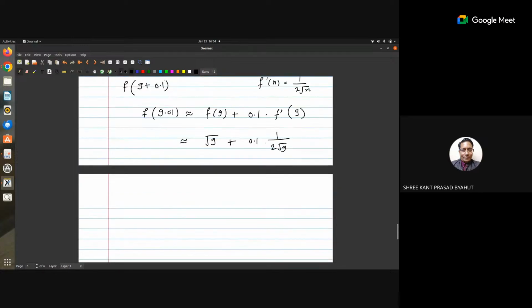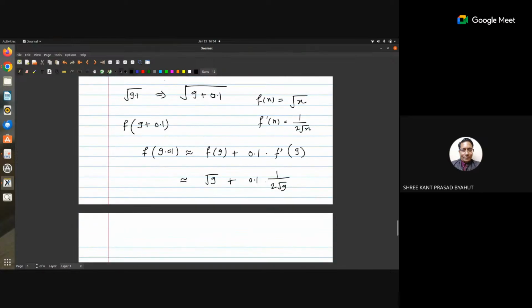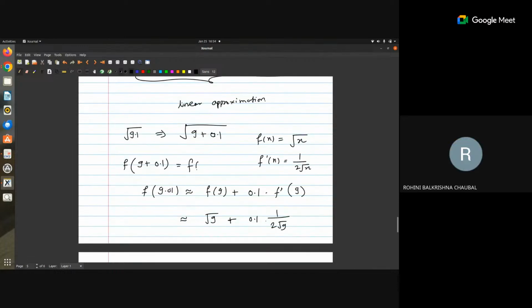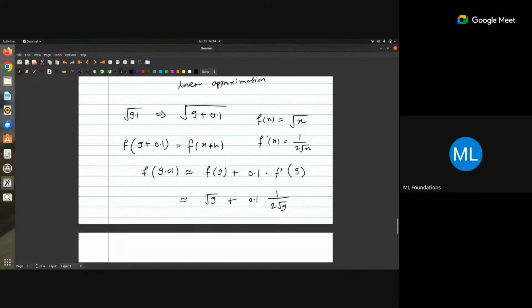Here the function is root of x, and x is 9. The value of root 9 is 3. So it is 3 plus 0.1 into 1 by 6, that is, 0.1 divided by 6.